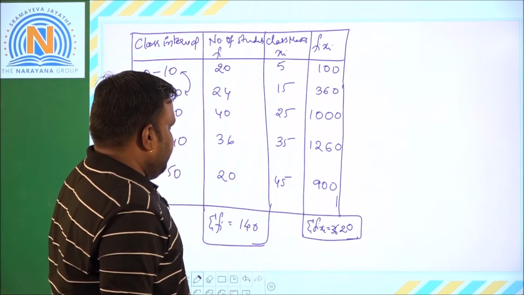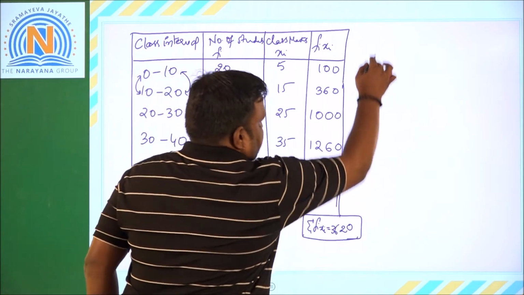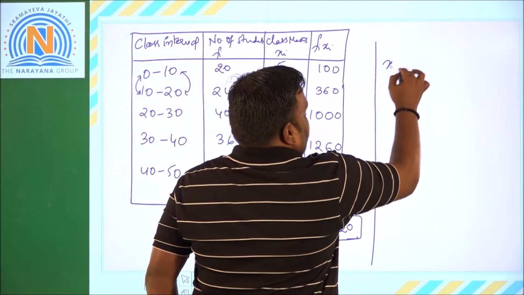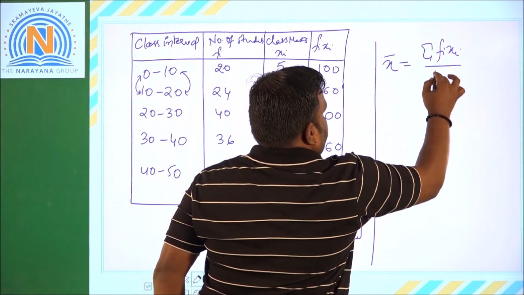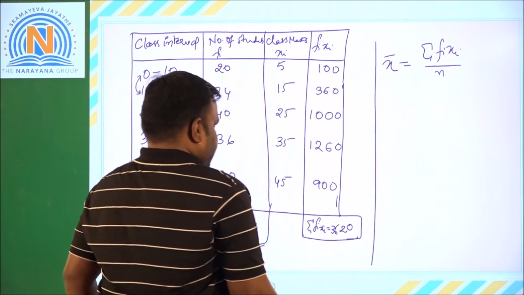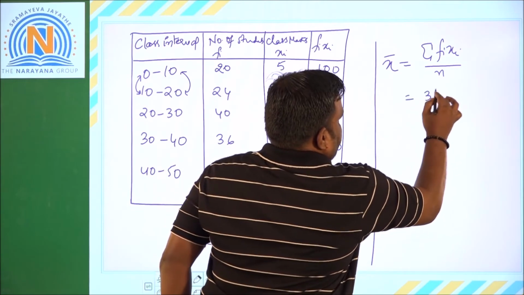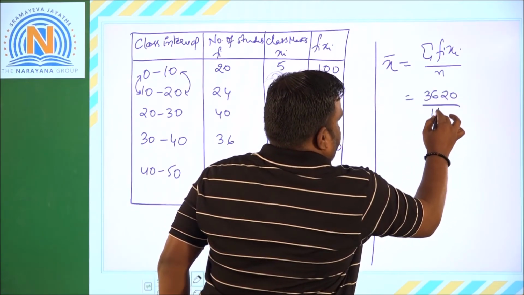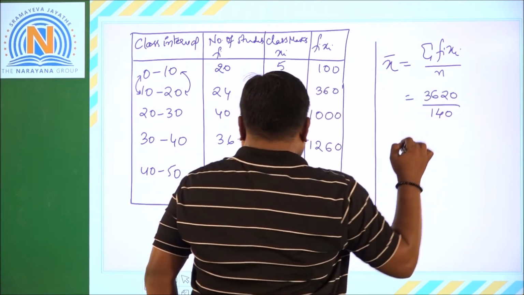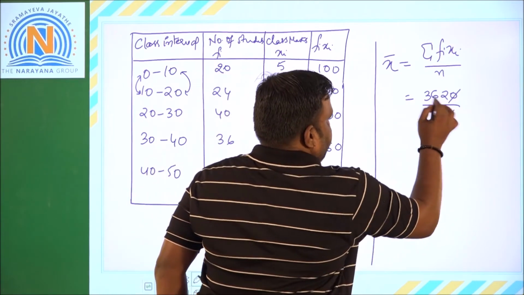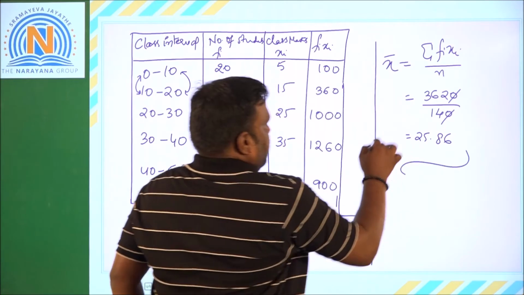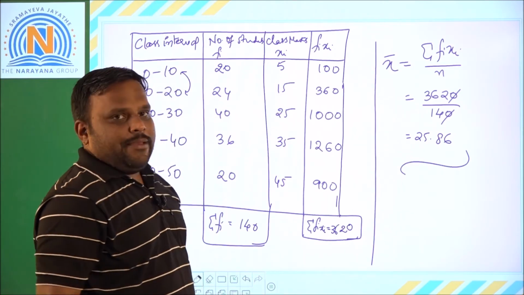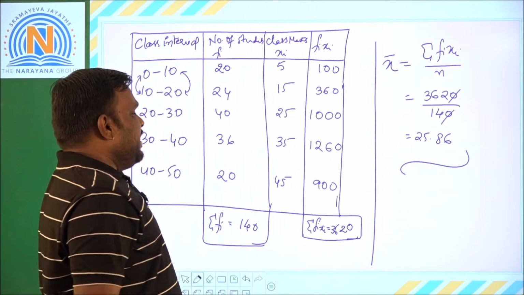So we got the sigma Fixi value and we got the sigma Fi, that is n value. According to the formula, arithmetic mean is equal to sigma Fixi by n, or sigma Fi, both are the same. That is equal to 3620 by 140. So 0 gets cancelled. 362 by 14 is something like 25.86. So this is the value of the arithmetic mean with the help of the direct method.